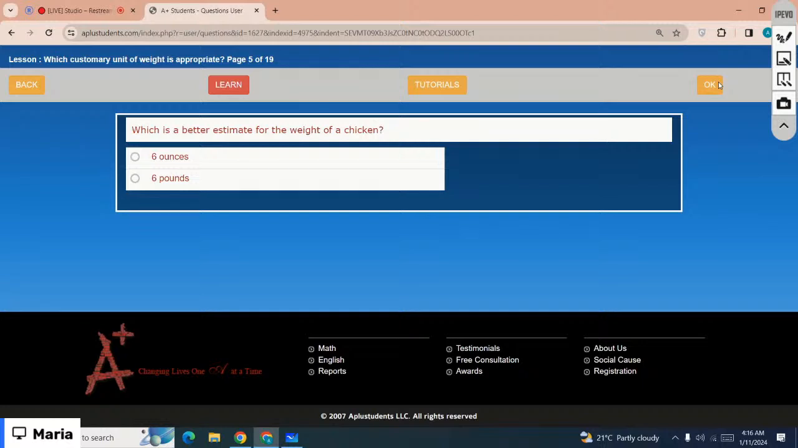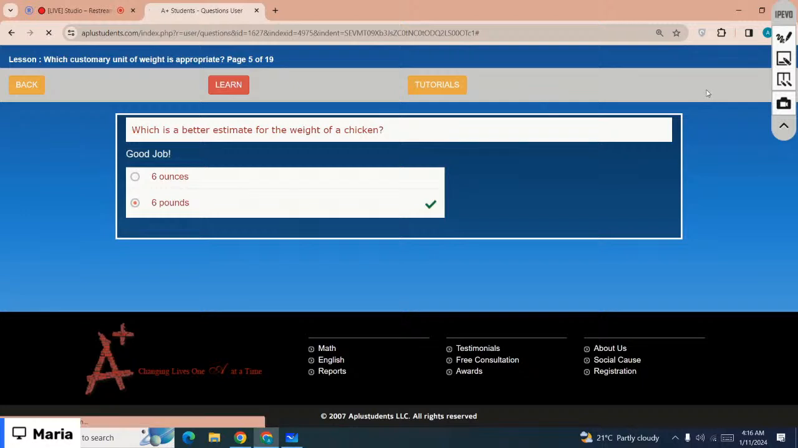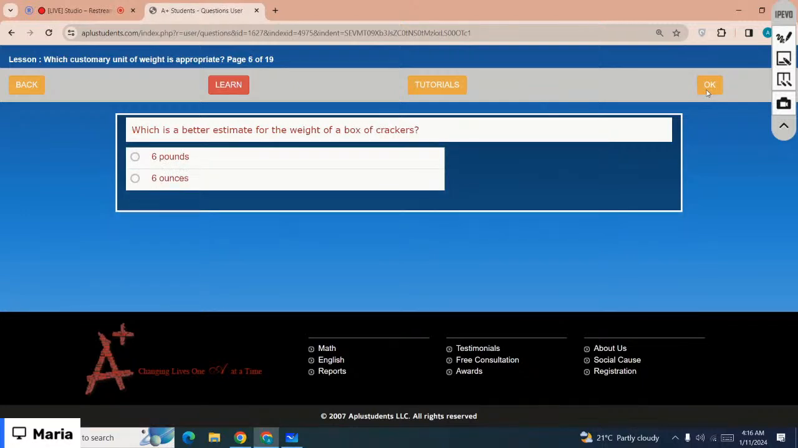Which is the better estimate for the weight of a chicken? 6 pounds or 6 ounces? So that is the weight of the chicken. It must be 6, but yes, that is 6 pounds. I also thought the same, it must be 6 ounces, but no, that's 6 pounds, right?